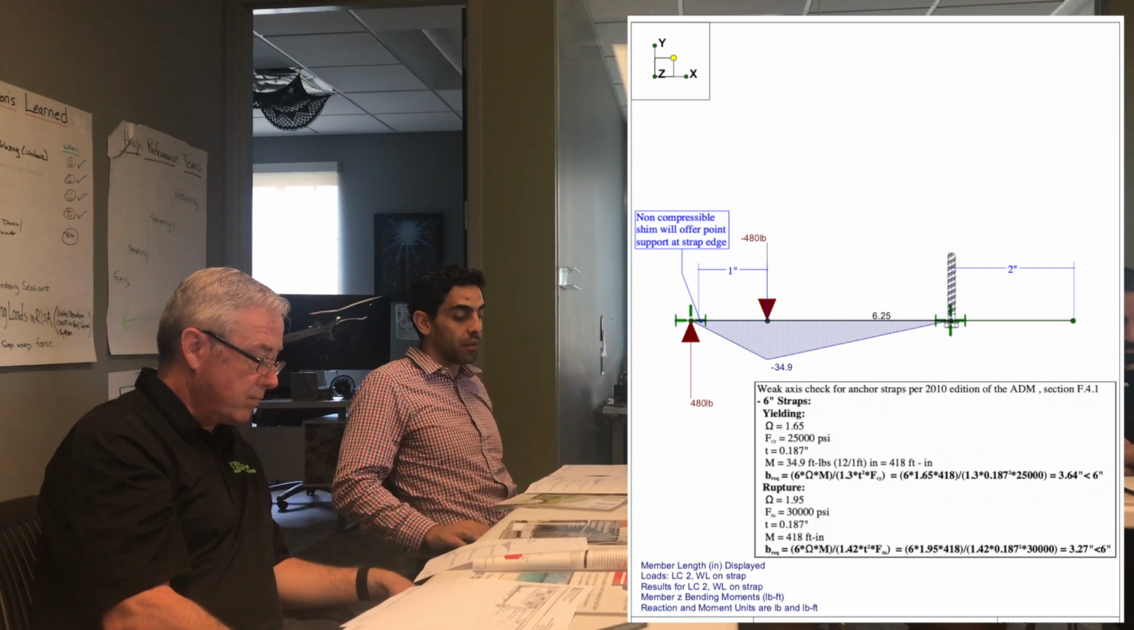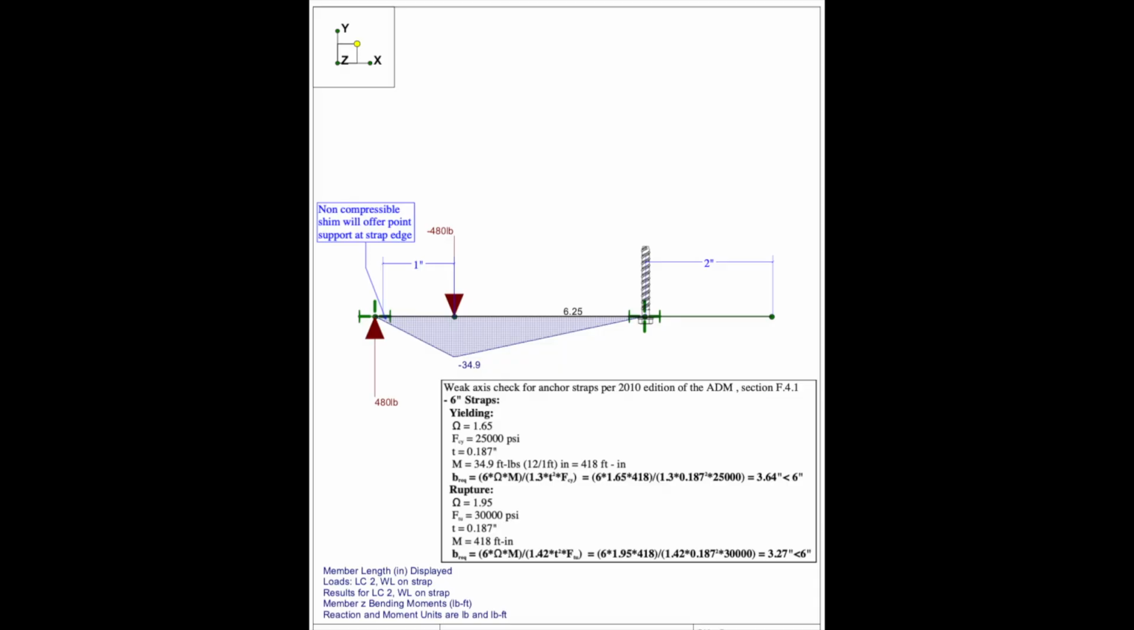The Aluminum Design Manual, in section F4, has equations for bending for both yielding and rupture of an aluminum part. Manipulating that equation a little bit, breaking down that Z and that Sx into b and t, the width and the thickness of the strap, you could come up with an equation that tells you what is the width required for that 3/16 inch strap on the top. So you come up with a required width of the strap of about 3.6 for yielding and 3.27 for rupture.